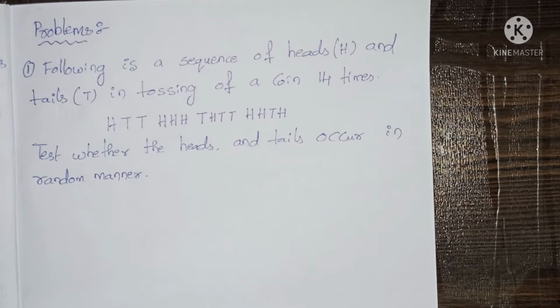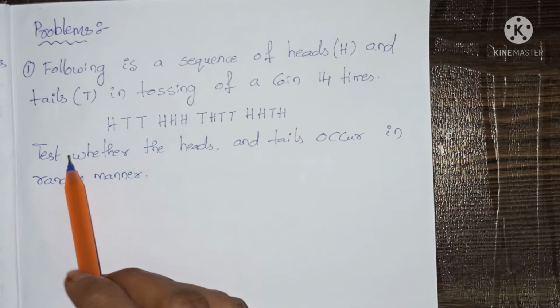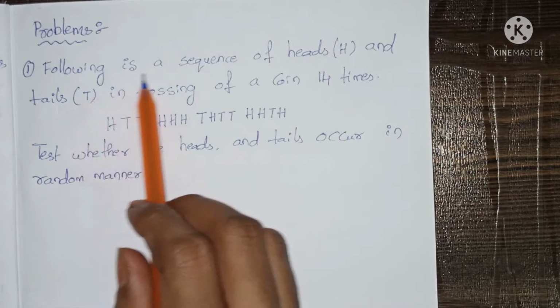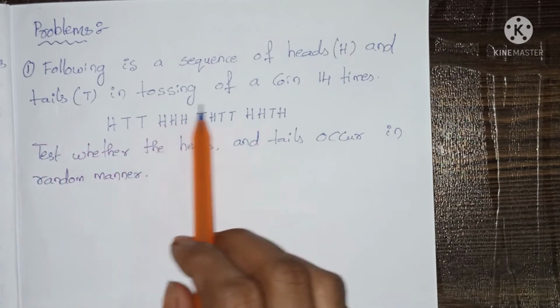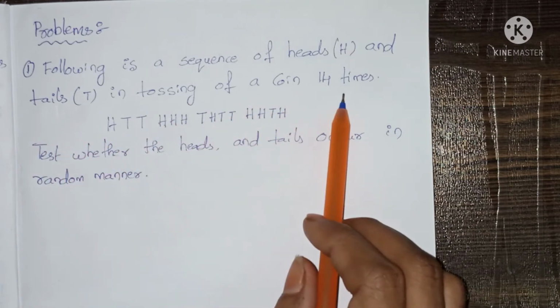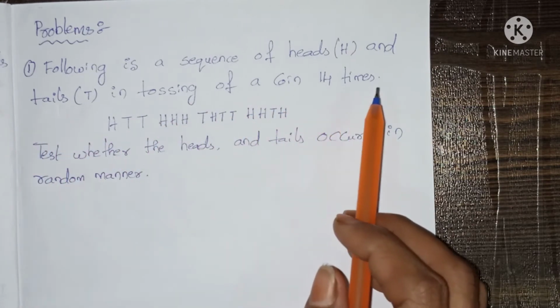So now I am going to tell you problems on run test. Okay. So here we'll see one example. Following is a sequence of heads and tails in tossing of a coin 14 times.